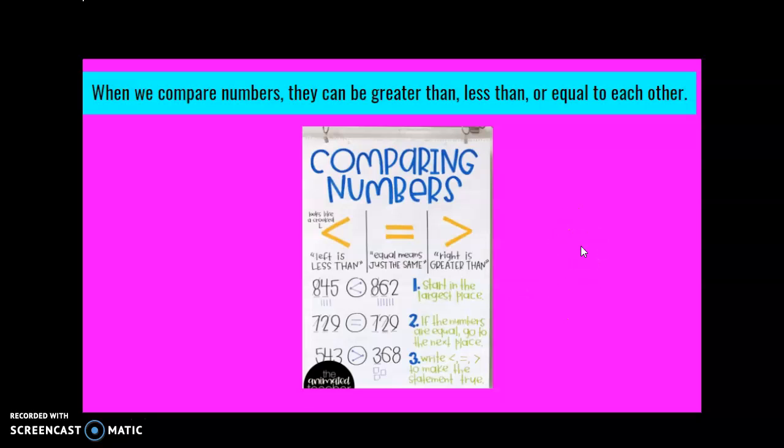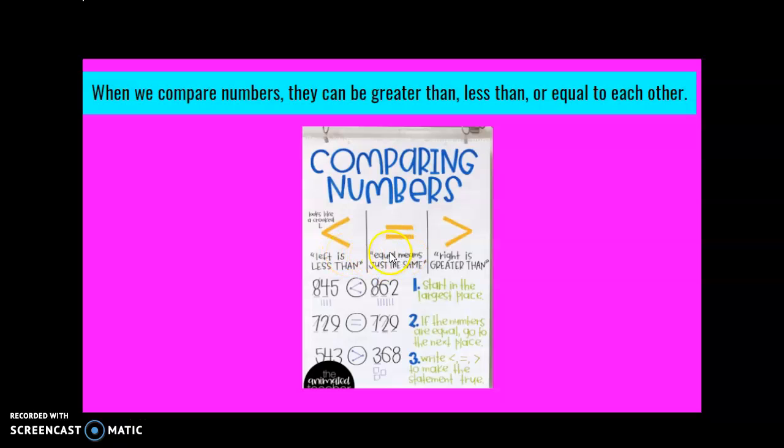So when we compare numbers, they can be greater than, less than, or equal to each other. So again, these are our symbols. They kind of look like that little alligator you just saw with the mouth eating. When the mouth is open towards the right, or if you think of it like an arrow, where the arrow is pointing to the left, the tip of the arrow, this means left is less than. So if you think about it, left, less than. So the mouth opens to the bigger number.